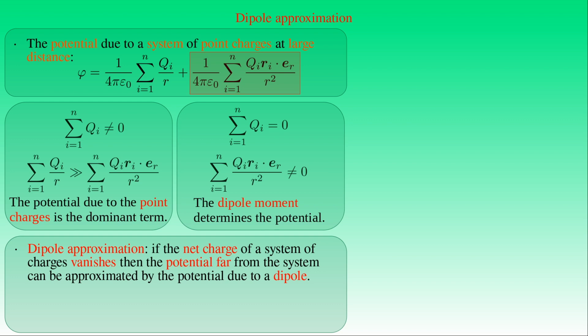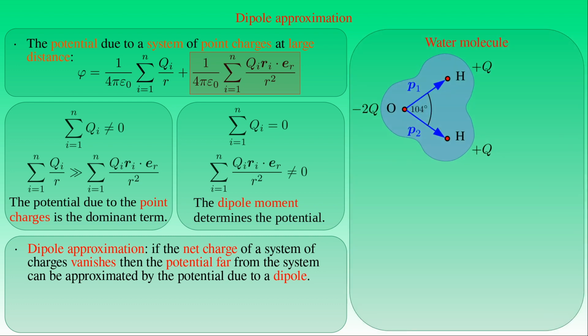In fact, the dipole approximation of electric potential can be applied in many cases. For example, a water molecule consists of 2 hydrogen atoms and 1 oxygen atom, where the angle of the bonds between the hydrogen atoms and the oxygen atom is about 104 degrees.